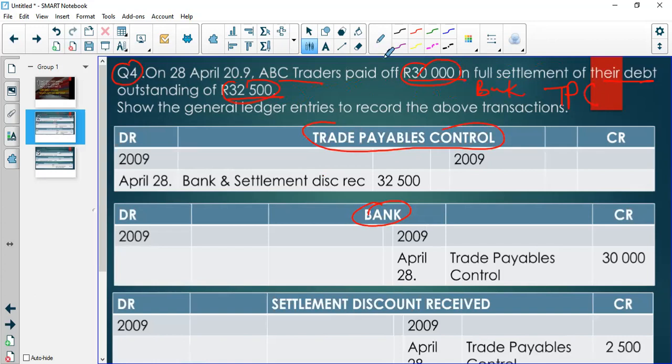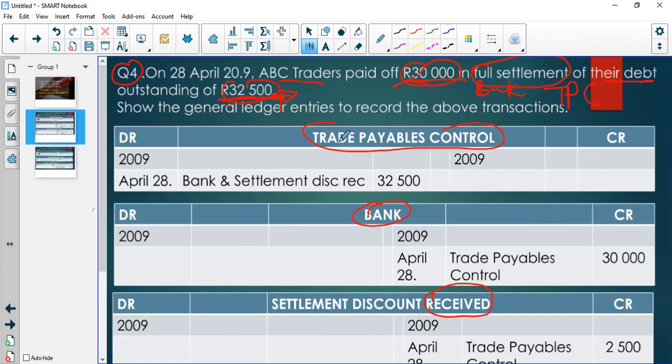But if you look at the amounts that we owed and the amount that we paid in full settlement, it means we were allowed a discount. We were given a discount. We owed 32,500. So maybe we paid in time and they gave us a discount of the difference between this amount. And so the difference between the amount that was paid off and the amount that we were owing is the discount. So we're going to have a discount that we received. Remember, settlement discount received is a benefit that we receive because we are the ones who are paying. So we have three accounts there.